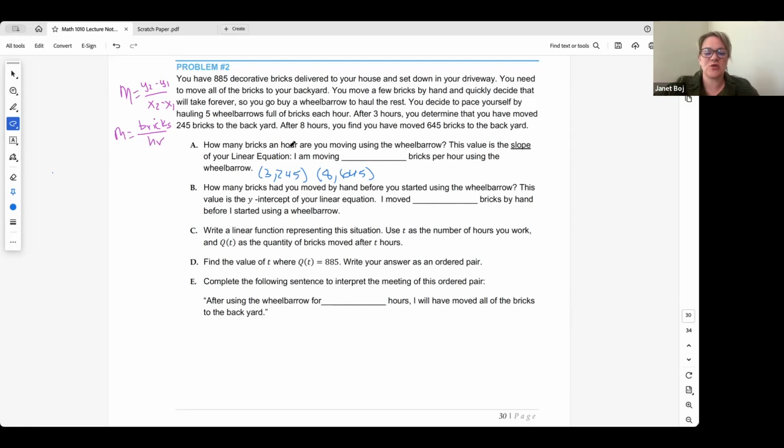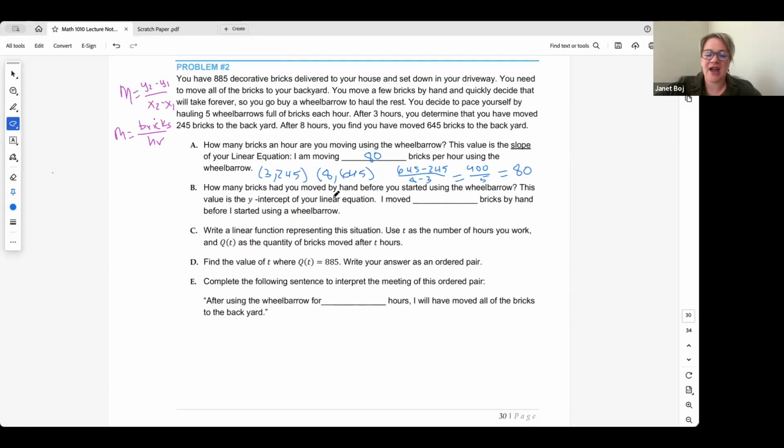Can I use these two ordered pairs to find the slope? Yes. So I plug that into the equation. So 645 minus 245 over 8 minus 3. Okay, so that would be 400 over 5. And this tells me that I am moving 80 bricks per hour using the wheelbarrow.